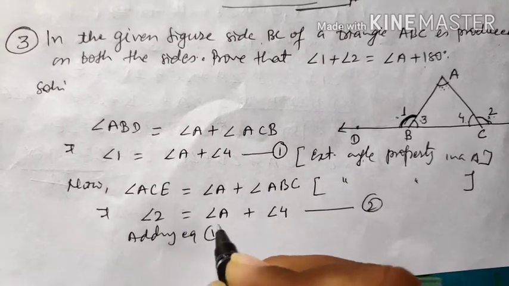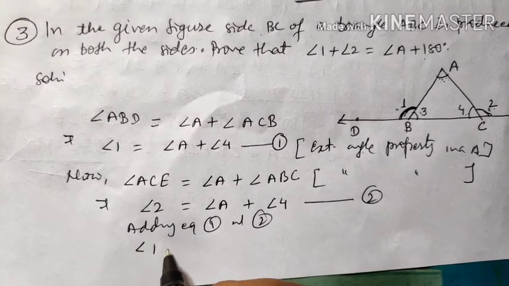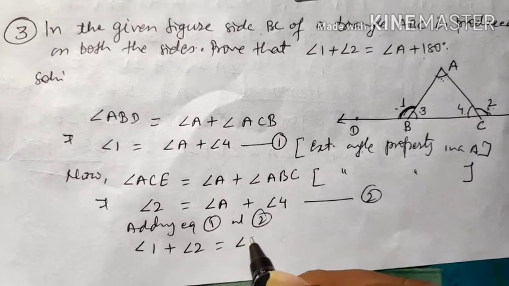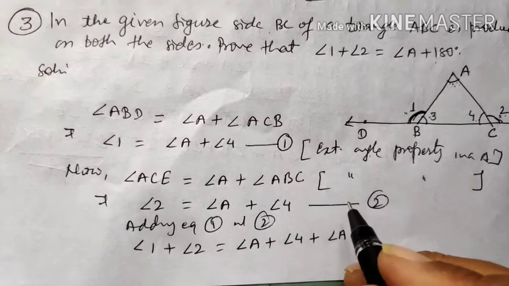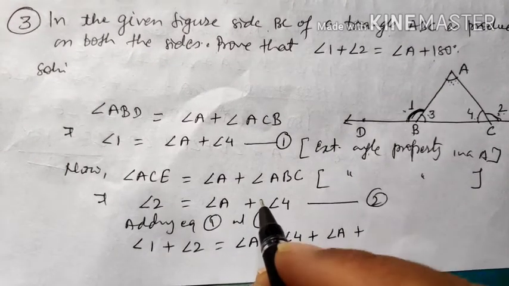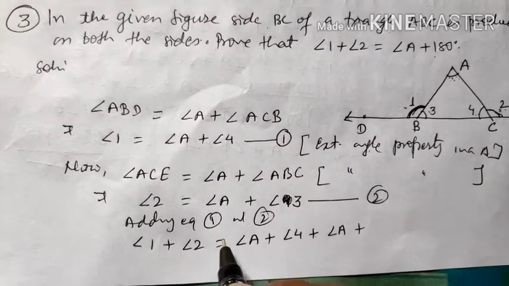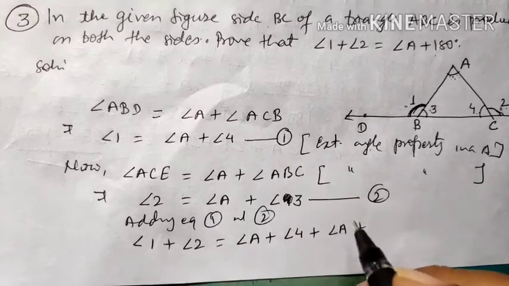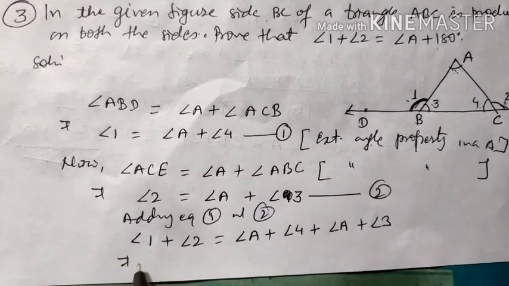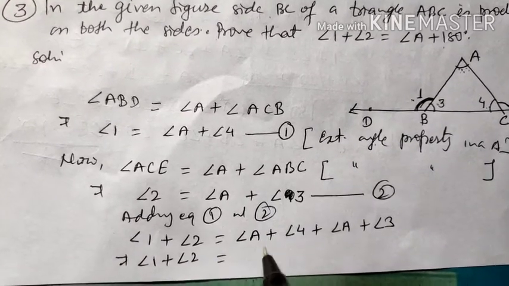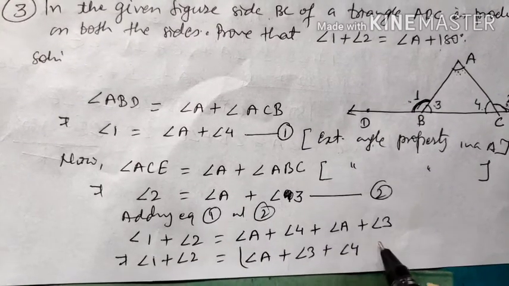Now adding corresponding parts of equation 1 and 2. Adding equation 1 and 2, we see that angle 1 plus angle 2 equals angle A plus angle 4 plus angle A plus angle 3. So this implies angle 1 plus angle 2 equals angle A plus angle 3 plus angle 4 plus angle A.